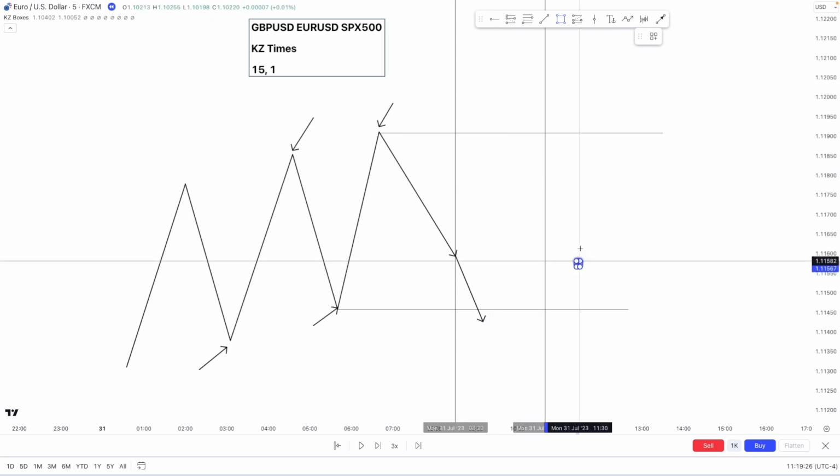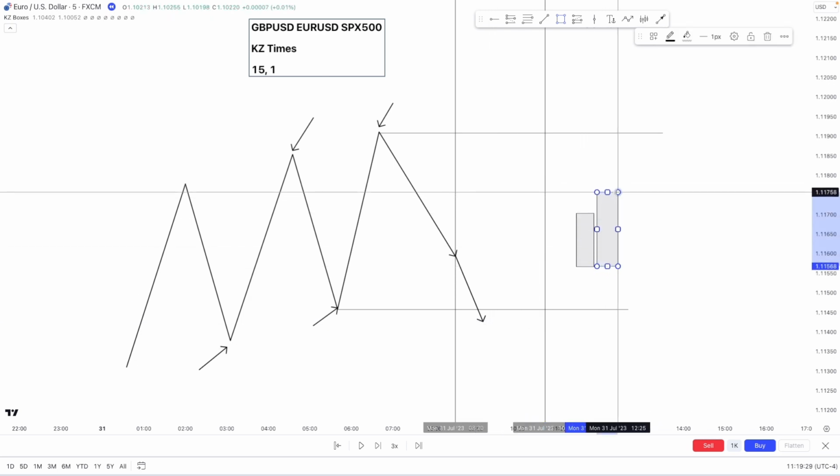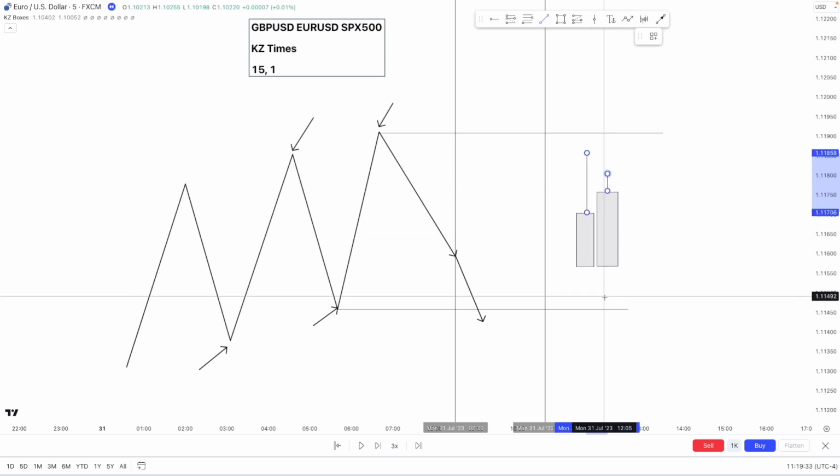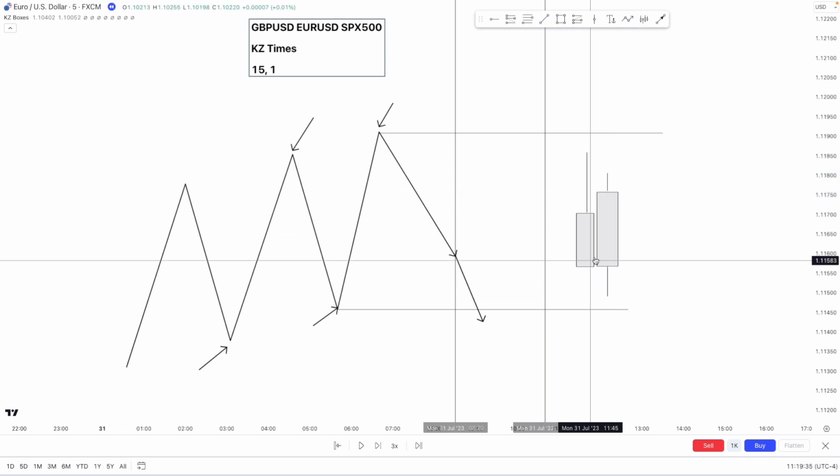So for example, let's just say there's a candle like this. The candle after it has to engulf the body of the previous candle. The wick can be bigger, but it just has to engulf the body of that previous candle. Once it does that, get into your trade.